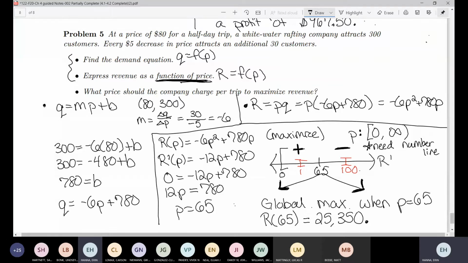So in general, if we were for some reason asked for the minimum revenue, there wouldn't be any, because the shape of this graph tells us that it's going downwards forever in both directions, so there can't be a lowest point.